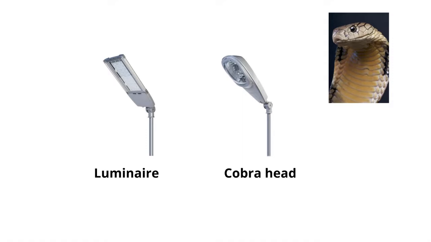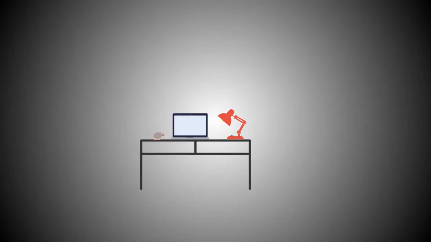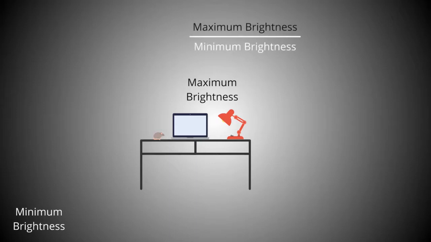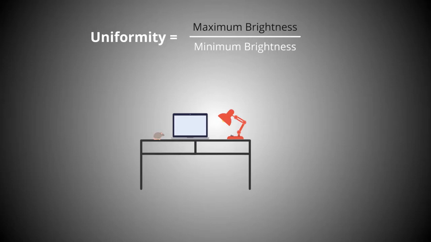Lastly, what is lighting uniformity? Okay, so when you have a light source illuminating a room, you'll see variations in the brightness across the room. The ratio of the maximum brightness versus the minimum is called the uniformity. The higher the uniformity number is, the less uniform the light distribution is. So you can see this table lamp would have a high uniformity number.